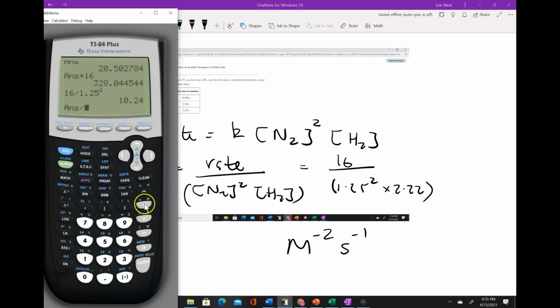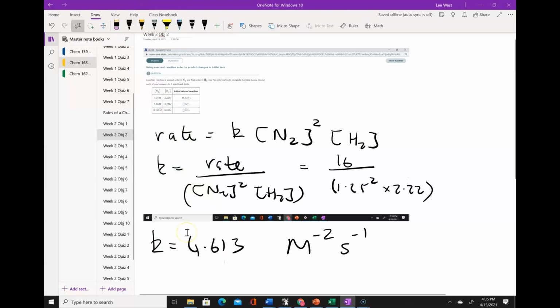And then I'm just going to divide that by 2.22. There we go. So 4.613. Now, I'll show you, I did that in a kind of lazy way. It should have been 16 divided by parentheses 1.25 squared times 2.22 close parentheses, 4.613. There we go. All right, so 4.613. There's my K.